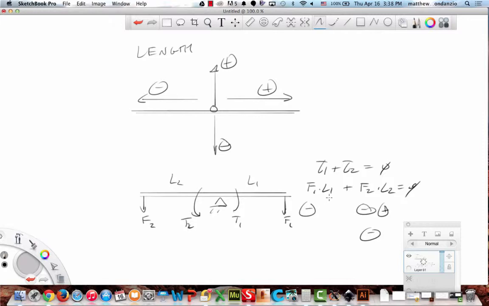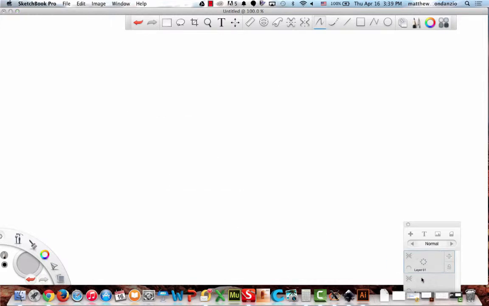And I take that back. L1 is positive because it's to the right. L2 is negative because it's to the left. Negative times a positive is a negative. Negative times a negative is a positive. Negative plus a positive is a 0. They're the same values. That's why you've got to do that, otherwise it won't balance.